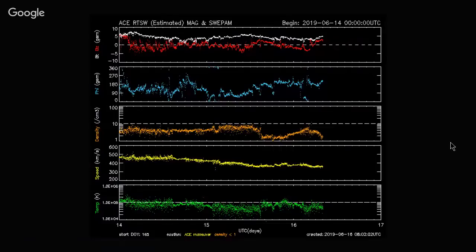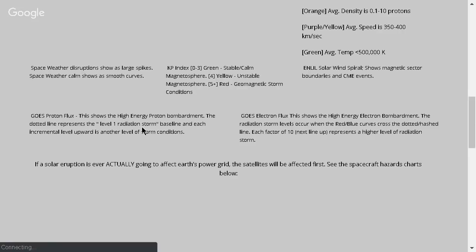Let's look at a close-up of the ACE here, as we use 2 separate spacecraft to measure the solar wind. So we see the solar wind density was all the way down at 1. It's just come back up a little bit. And the speed has been quite low and descending. Anyway, let's look at the rest of the data here.